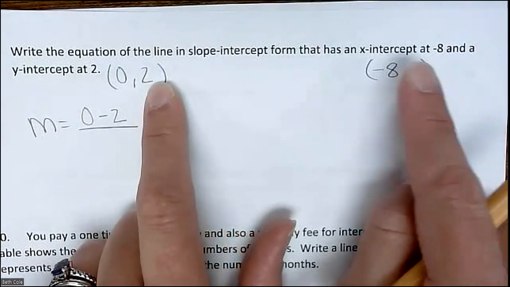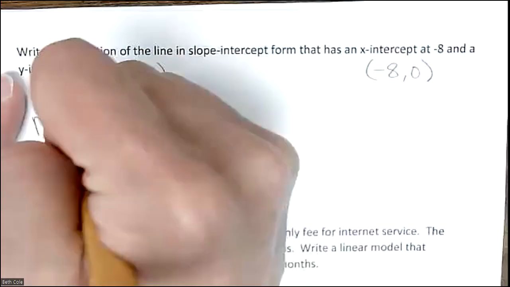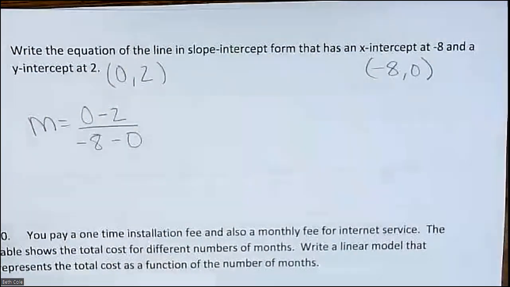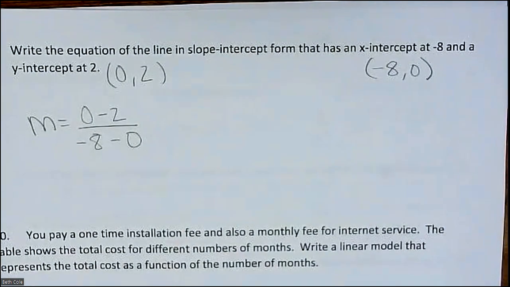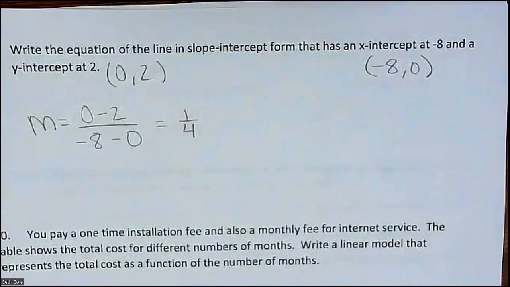And then in the denominator, 0 minus negative 8. Well, it's negative 8 minus 0. It's weird with the zeros. This is the most commonly missed question. It's weird with the zeros. Now you would type it into the calculator, but for the sake of time, I'm going to tell you it comes out to 1/4. I'm being your calculator there.